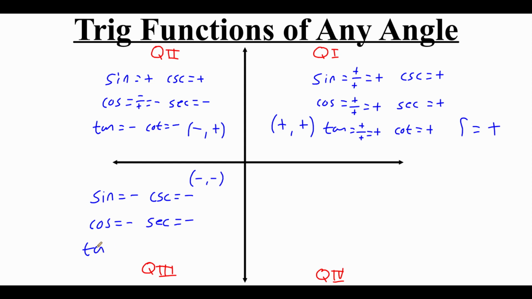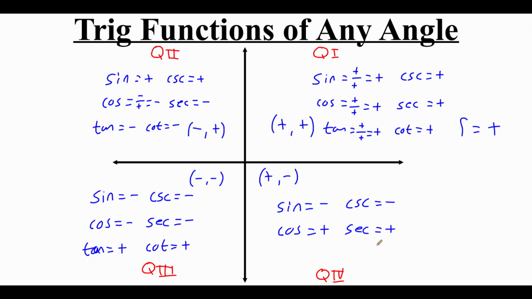Now, tangent is y over x. So if I take a negative number divided by a negative number, that's going to be positive. The cotangent will also be positive there. And then lastly, if I move into my fourth quadrant, the x's are positive, but the y's are negative. So my sine, I'm taking a negative number divided by a positive number, so I get a negative answer. And the cosecant will also be negative. The cosine, if I take a positive number divided by a positive number, I'm going to get a positive answer. And then the secant will also be positive.